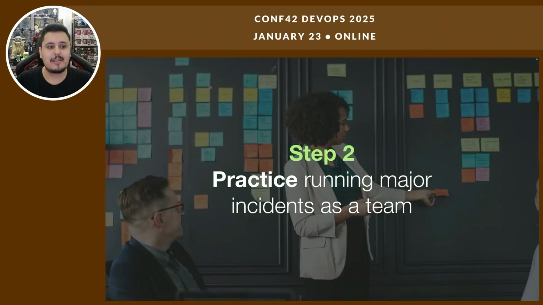Then, practice running major incidents as a team. This will help the team to practice, and it will enable responders to act more calm and collected. This way, when the real thing happens, they'll be ready. Think about this: if a firefighter only fought one or two small fires a year, and then suddenly they're called to a major forest fire, they'll probably panic. They're less likely to act calm, cool, and collected.